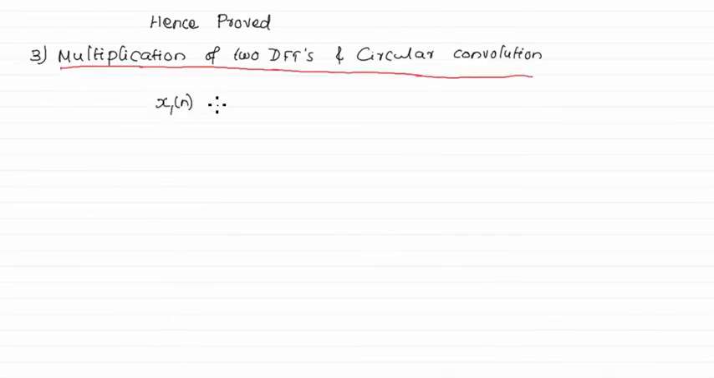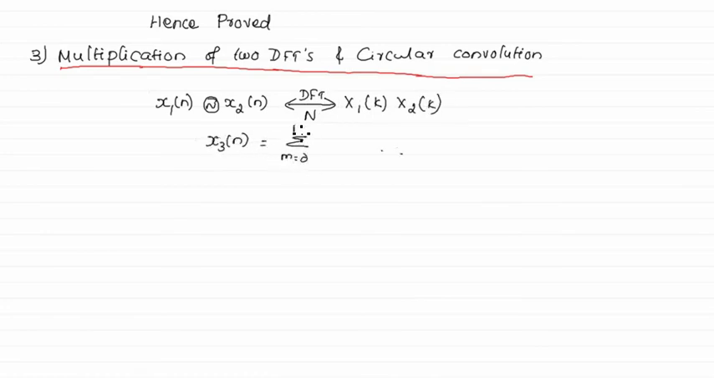Circular convolution of two sequences x1 of n and x2 of n, when we are taking N-point DFT, is equal to x1 of k into x2 of k, that is multiplication of two DFTs. Circular convolution of two sequences x1 of m and x2 of m is given by x3 of n, which is equal to summation m equal to 0 to N minus 1 x1 of m into x2 of n minus m, which is circularly shifted with period N.